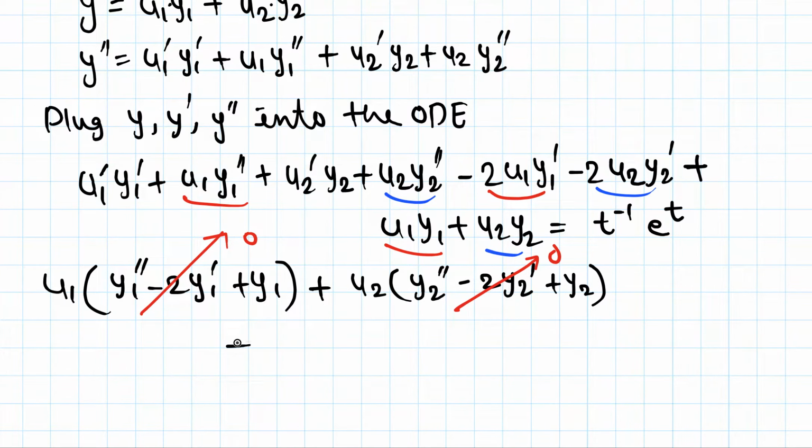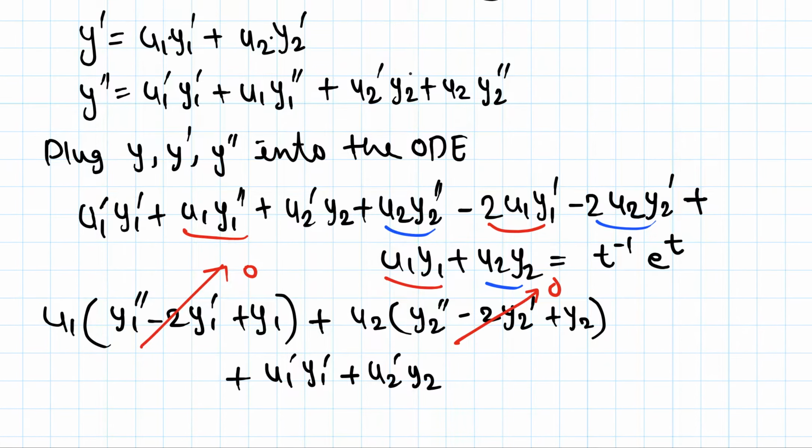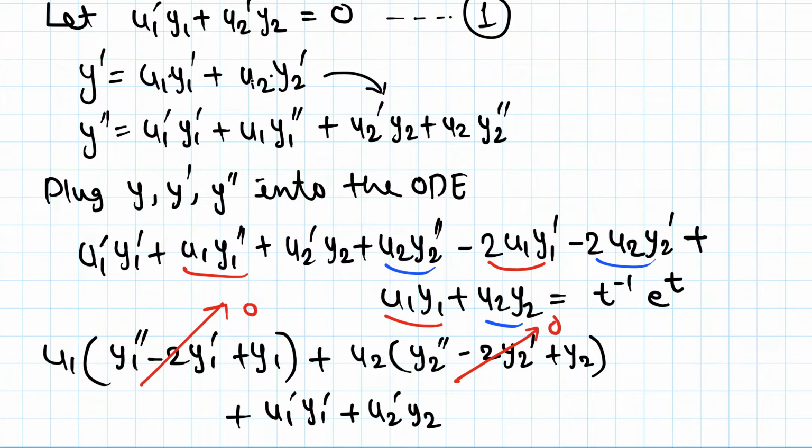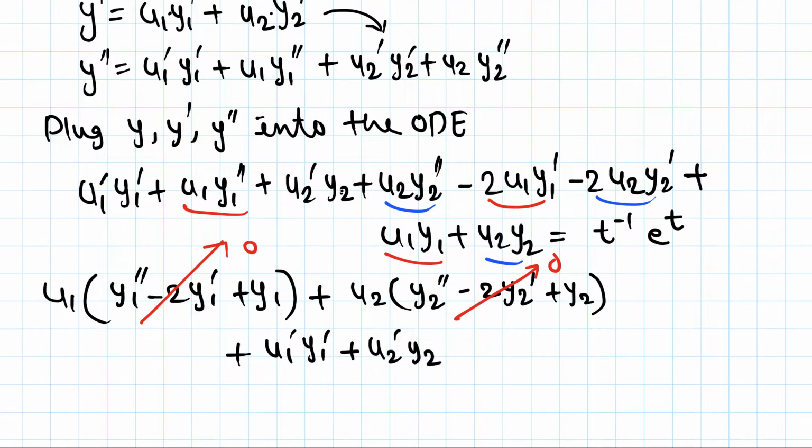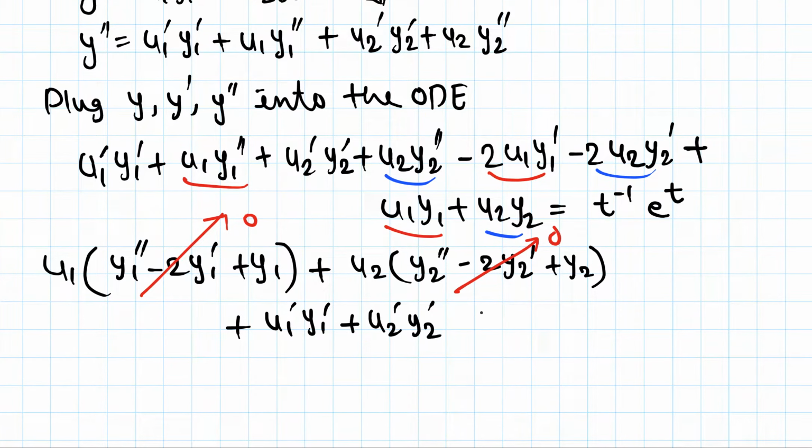That leaves what? Plus u1 prime y1 prime, and this plus, okay, oh, this one is gone. What is left here? u2 prime y2. It has to be y2 prime, okay, u2 prime y2 prime. I mean, that was a mistake when we found the derivative here. Derivative of the first leaves the second alone plus the second derivative of the first. So this one is prime equals the right hand side t to the negative 1 e^t.